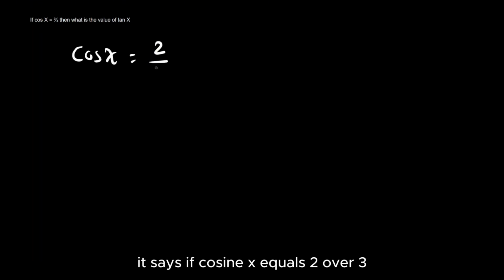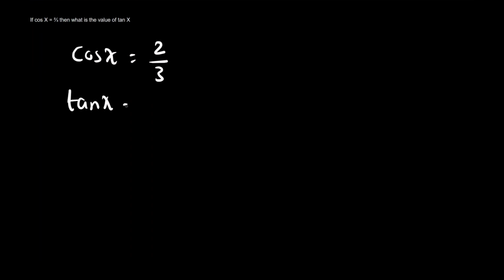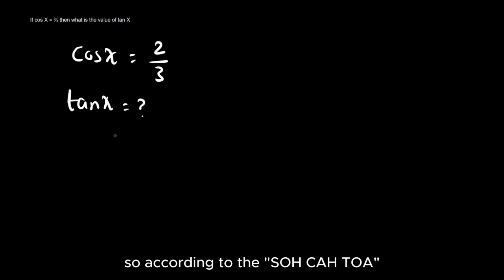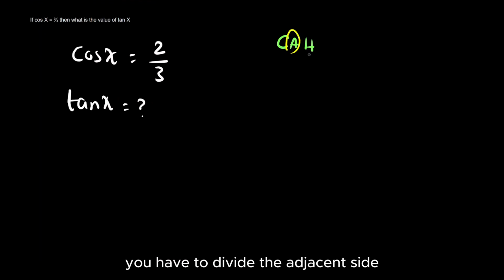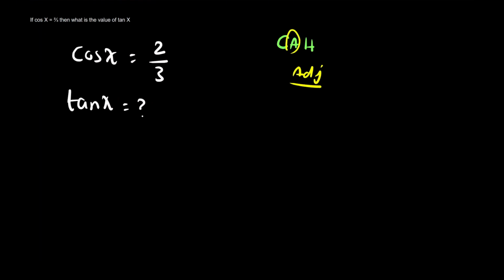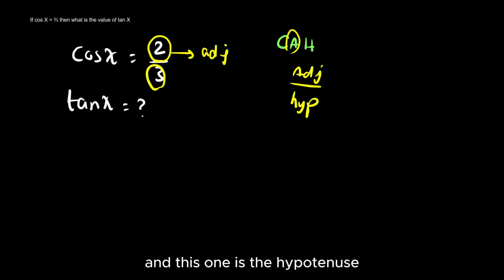Okay, so for the second question, it says if cosine x equals 2 over 3, find the value of tangent x. Alright, very well. So according to SOHCAHTOA, you know that to get cosine, you have to divide the adjacent side by the hypotenuse, right? Meaning that this numerator is the adjacent and this one is the hypotenuse.